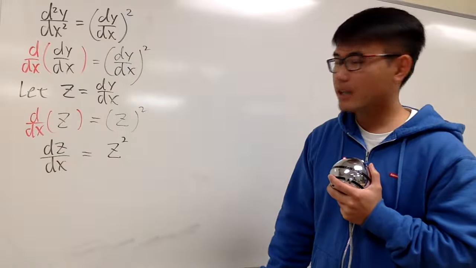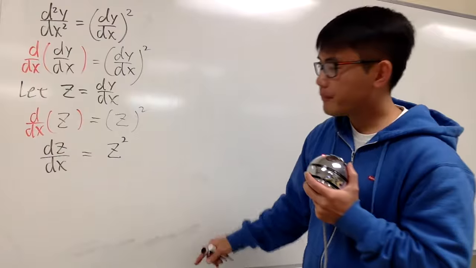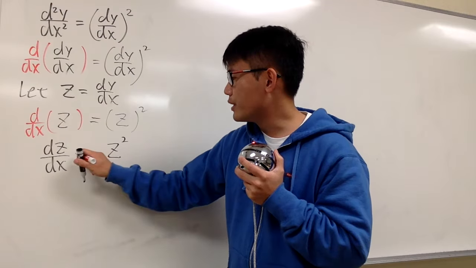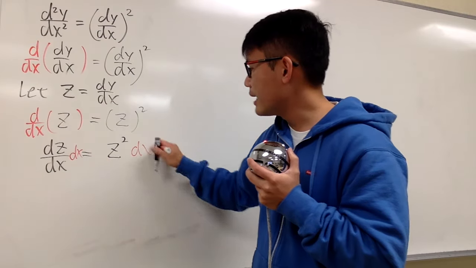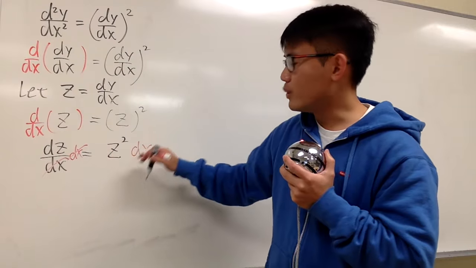Once you look at this equation this way, this is in fact a separable differential equation, and this is how you do it. You are going to put all the z's together on one side, all the x's together on the other side. I would suggest you take care of the dx in the denominator first, so we can do so by multiplying both sides by dx. And you will see we have the z squared with the dx.